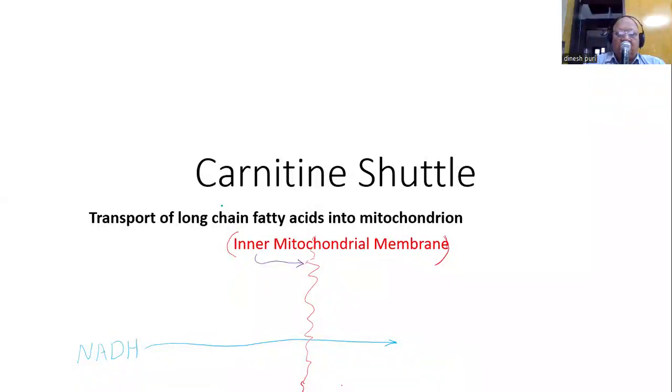So we are going to talk about another type of shuttle, having done the glycerol phosphate shuttle and the malate aspartate shuttle, which were concerned with transport of reducing equivalents in NADH into the mitochondria. Today we are going to talk about a shuttle system called the carnitine shuttle, which is responsible for transport of long chain fatty acids into the mitochondria, where they will be oxidized.